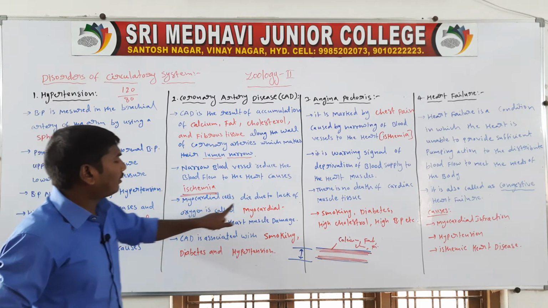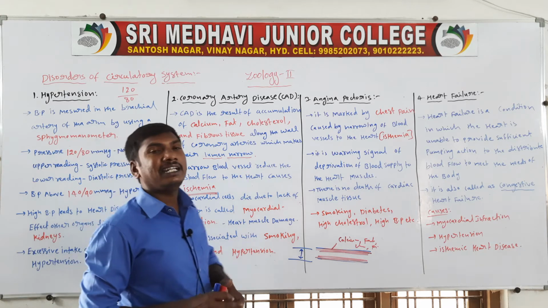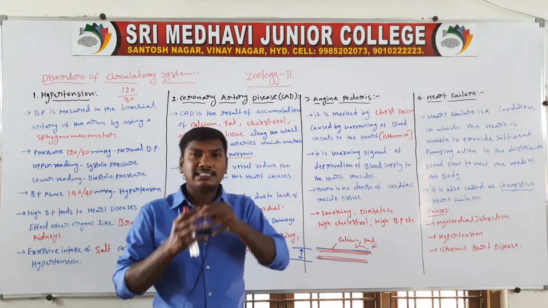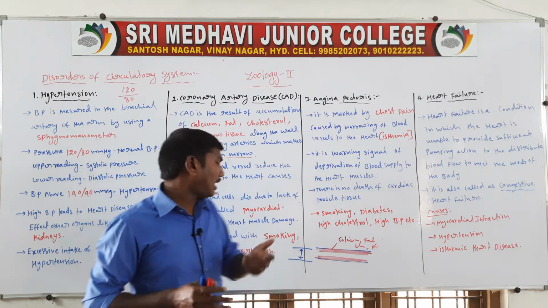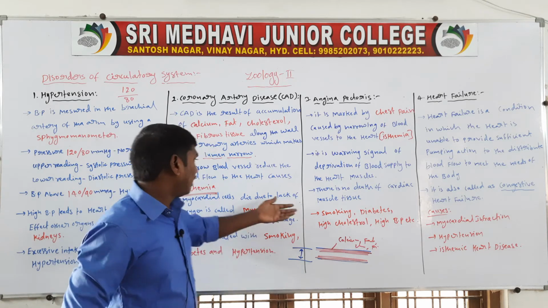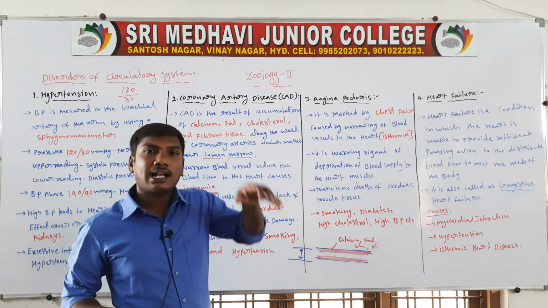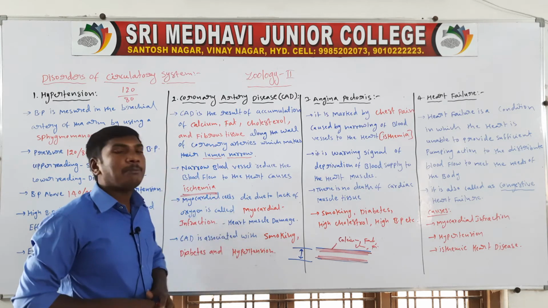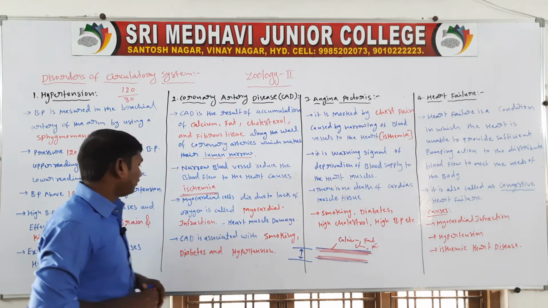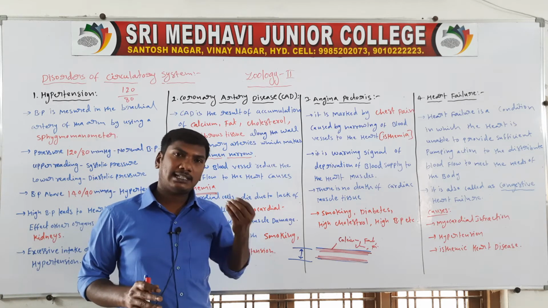Next, myocardial cells dying due to lack of oxygen is called myocardial infarction. Myocardial infarction means that with less oxygen, the myocardial cells die. The heart muscles are damaged.